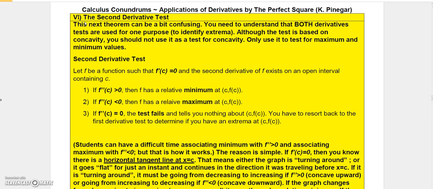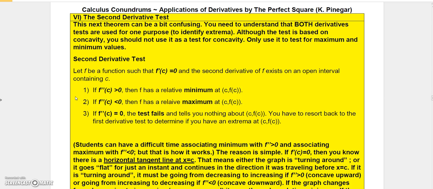I'm going to talk to you now about the second derivative test. Now, we generally talk about the first derivative test, and we talk about concavity, and we talk about the second derivative test, and then students think that that has to do with concavity. It does have to do with concavity, but when you're using the second derivative test, you're actually using it for the same thing you used the first derivative test for. It's used to determine extrema. So we're looking for extrema using the second derivative test.